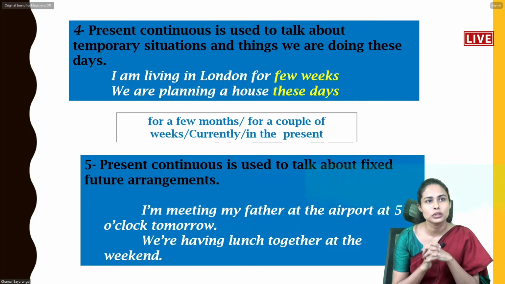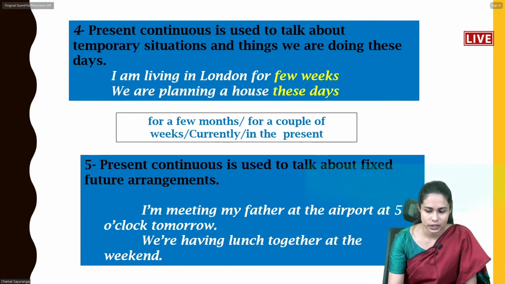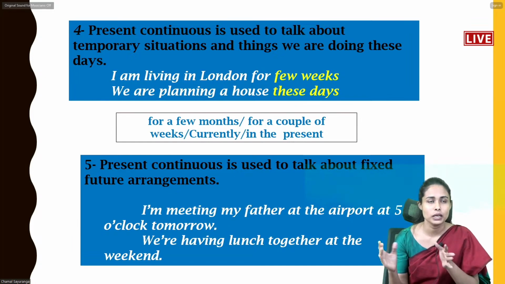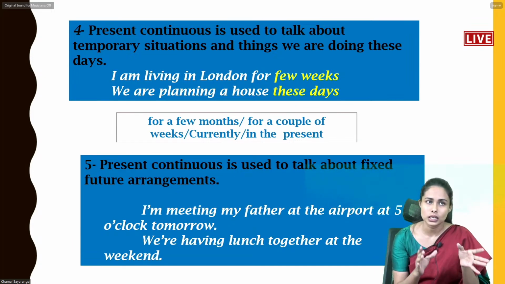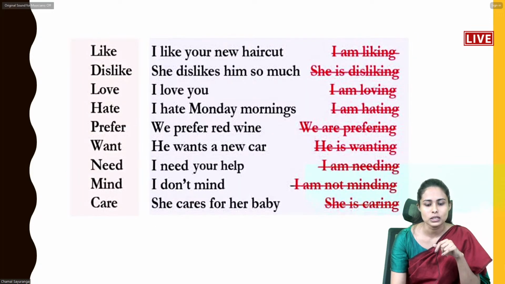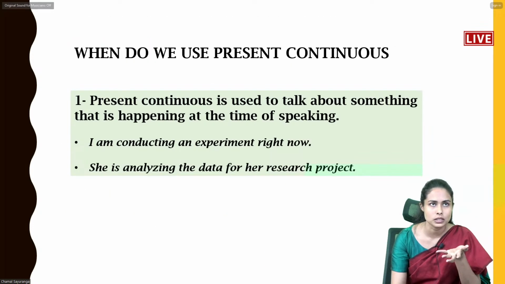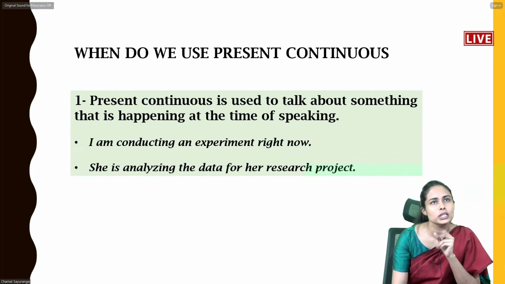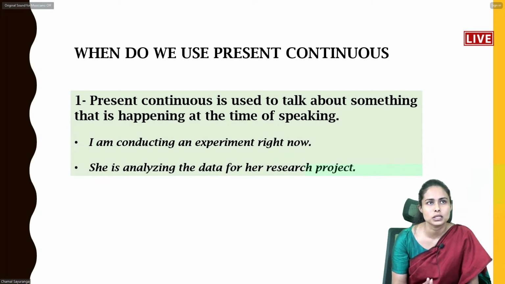Is that clear, Putta? Yes, sir. Okay. So now, because one by one in each section, in each tense, we are going to have a brief small activity. For this tense, I just want you to tell me some example sentences for each usage. For this usage, when do we use present continuous?